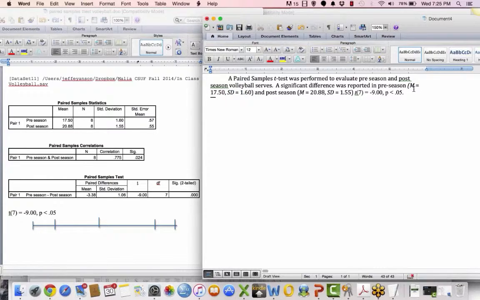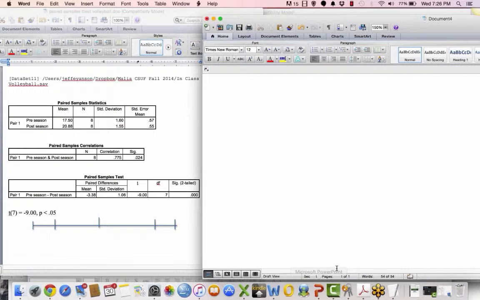Okay, now a high correlation was reported. And then it's going to be r equals 0.775, comma, and then it's going to be p is less than 0.05. So as a reader, I already know there's a high correlation, and I can see that since it's a positive number, 0.775, there was a correlation and it was significant. Okay? Period.